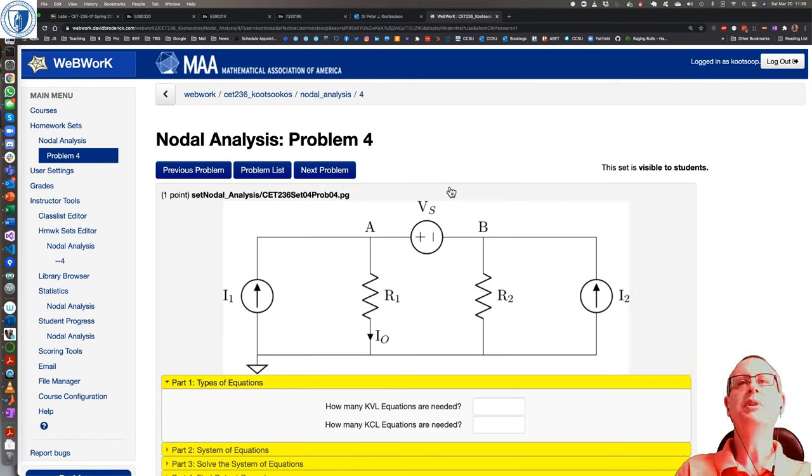Yet another supernode equation. VS again is connected between nodes A and B. There are only 2 nodes, so this one is a relatively simple problem.